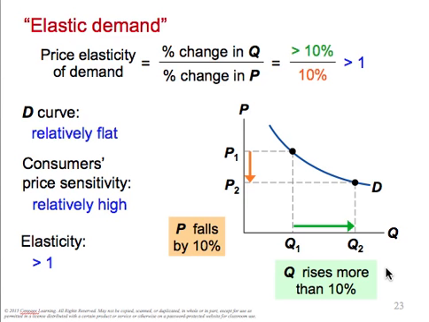An elastic demand curve is flatter than a unit elastic demand curve, which itself is flatter than an inelastic demand curve. So as you can see, we've worked from a vertical to an inelastic to a unit elastic to an elastic demand curve. So elasticity greater than 1 is elastic demand.